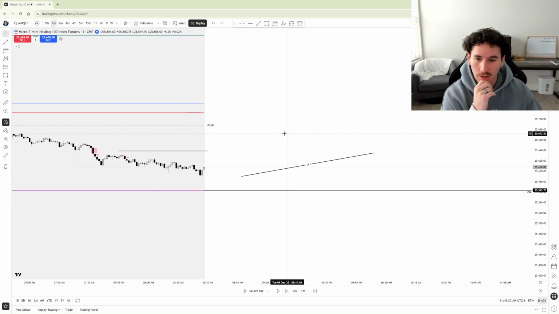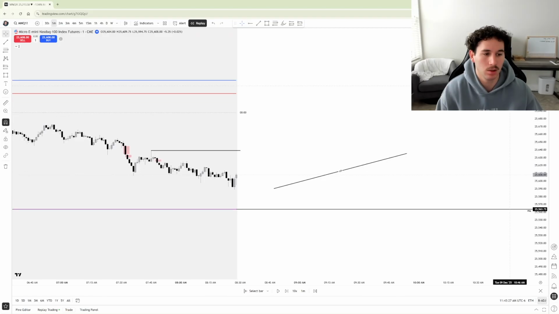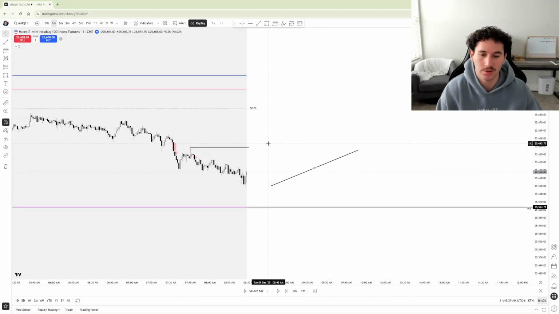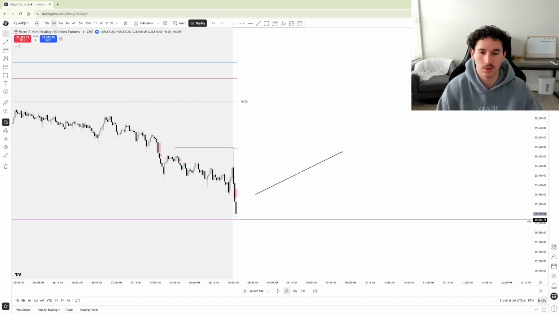This is right here on NQ. This was about the only level I could have seen us sweeping to go towards previous day low as a target. And I was almost thinking today that we were just going to take previous day low. So I'll just quickly show you guys that.